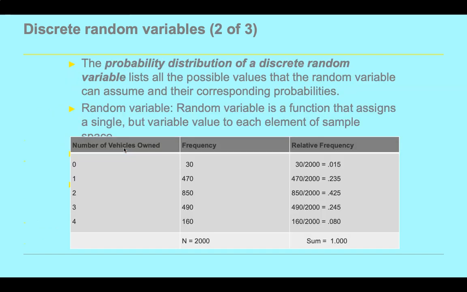Moving further, we will be discussing discrete probability distribution, where the random variable is discrete. For example, the number of vehicles based on the frequency and relative frequency is 2, 3, 4, and the frequency is 30, 470, 850, and so on. So this is the relative frequency, and based on these discrete and continuous data, we will be able to create our probability distribution of data. A random variable is a function that assigns a single variable value to each element of a space.